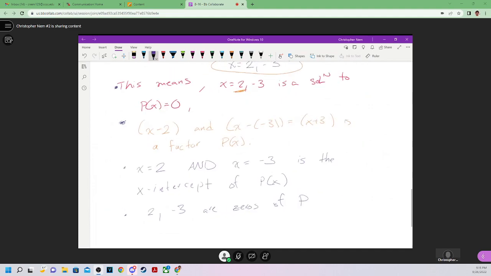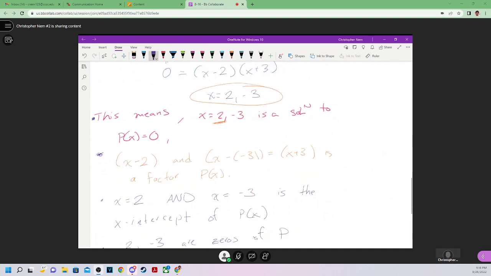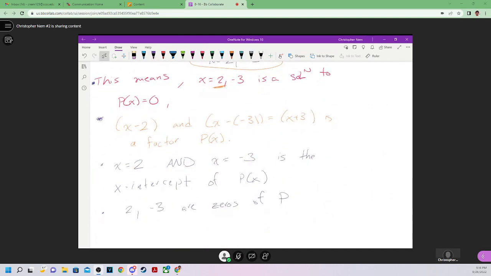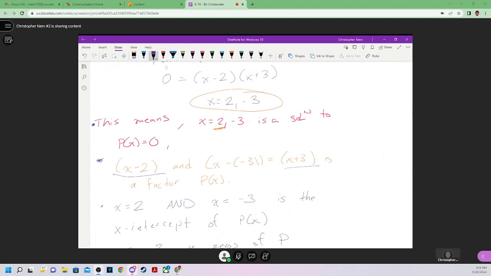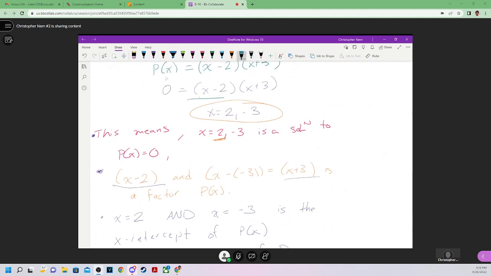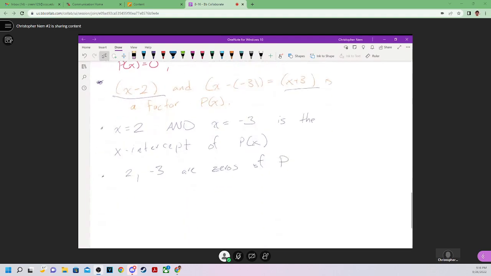But these 4 statements, just because I solved this out right here, this P of x, and I had my factors and found a solution, I can say all 4 statements. They come with each other. The moment I have one, I have all of them. Instantly, I know that if x equals 2 and x equals negative 3, those are my x-intercepts. My factors are going to be x minus 2 and x plus 3, which are right there. Boom. I also know that these numbers are my zeros and all that good stuff. So these are very important.